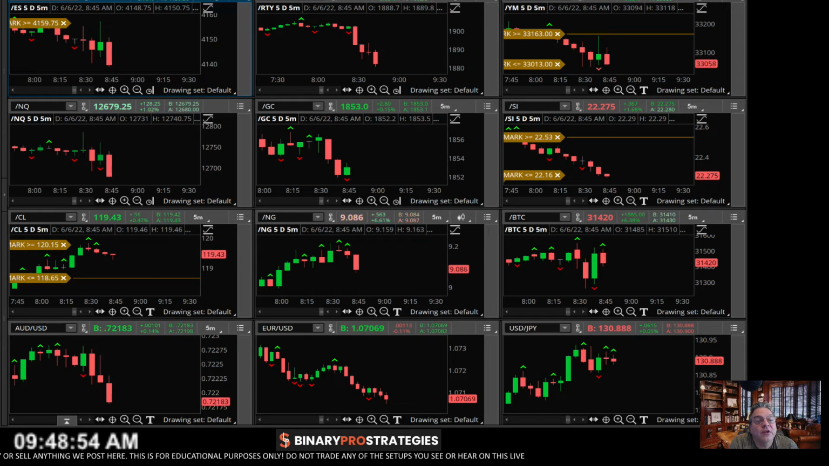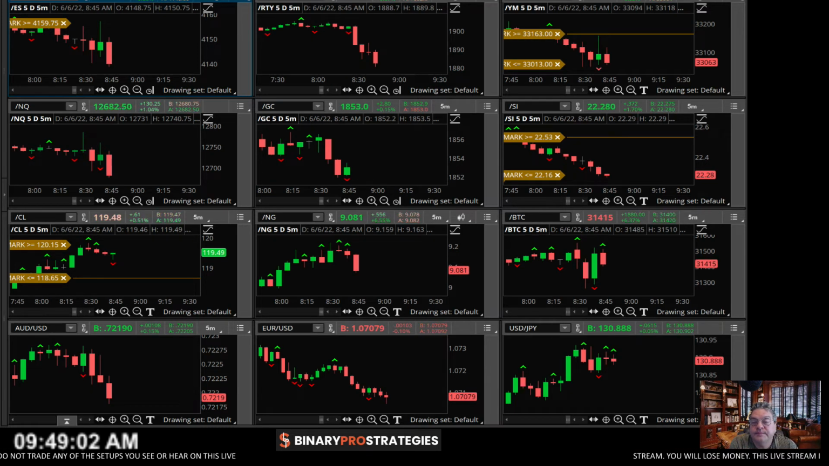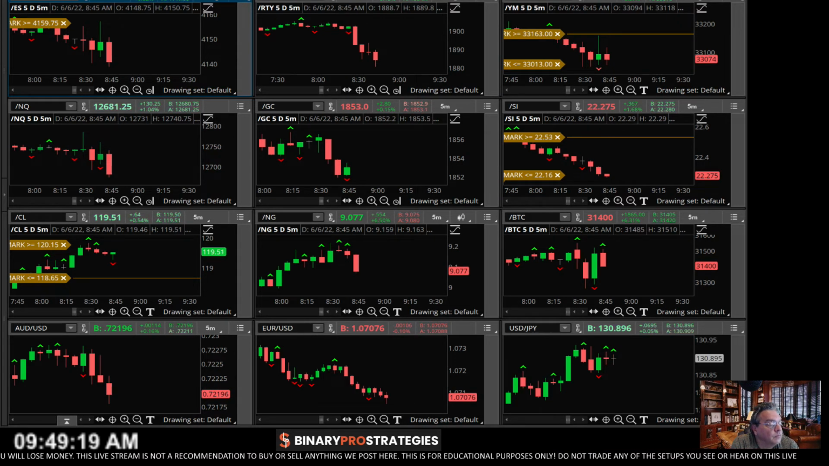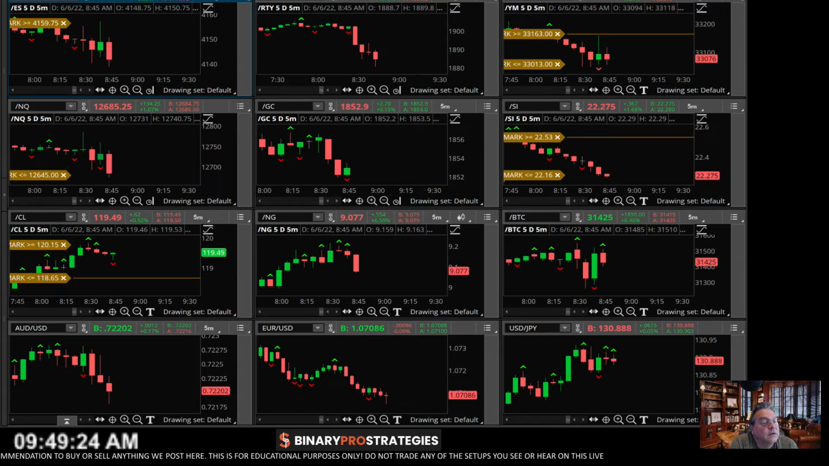NQ just went short, which is going to be your mini Nasdaq. Target on the mini Nasdaq is going to bring us down to 126.45. That is our profit target. If I need to reverse, I'm going to reverse at 127.575.